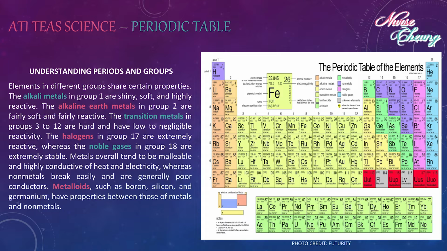Metals overall tend to be malleable and highly conductive of heat and electricity, whereas nonmetals break easily and are generally poor conductors. Metalloids such as boron, silicon, and germanium have properties between those metals and nonmetals.